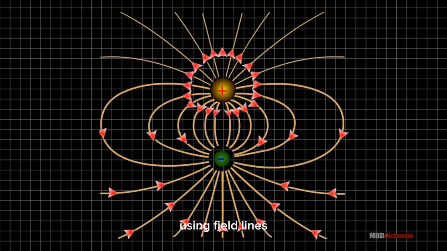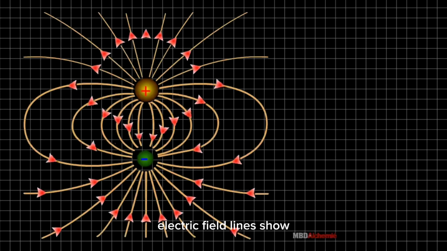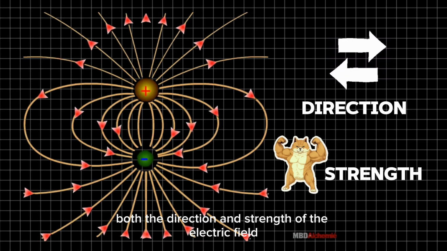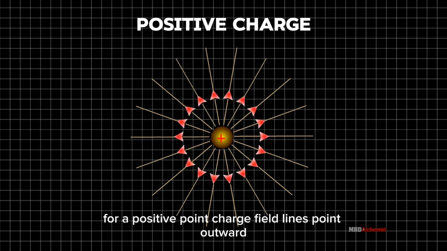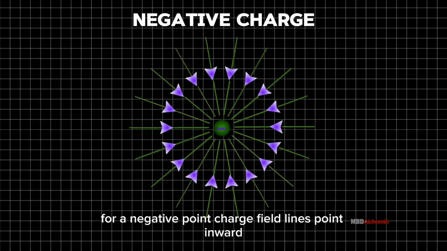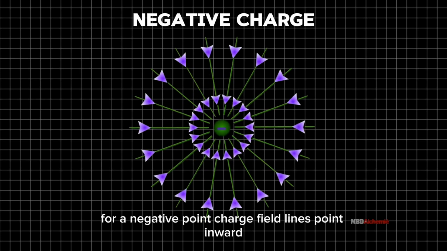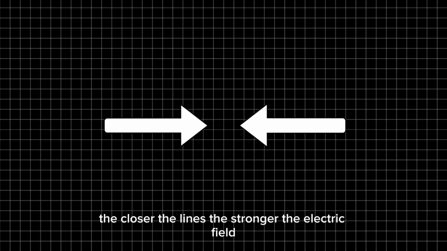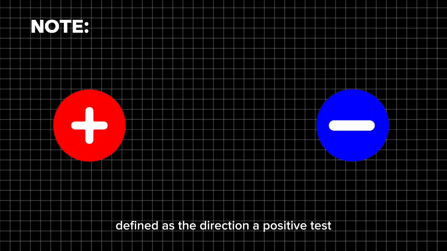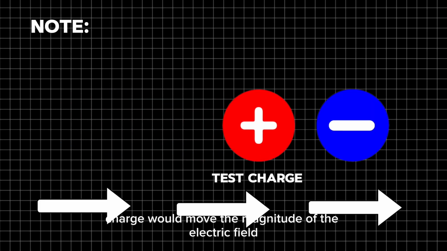Let's start by visualizing electric fields using field lines. Electric field lines show both the direction and strength of the electric field. For a positive point charge, field lines point outward. For a negative point charge, field lines point inward. The closer the lines, the stronger the electric field. Note that the direction of the electric field is defined as the direction a positive test charge would move.